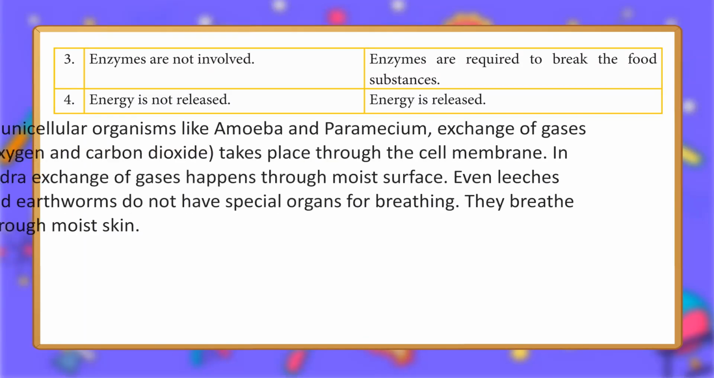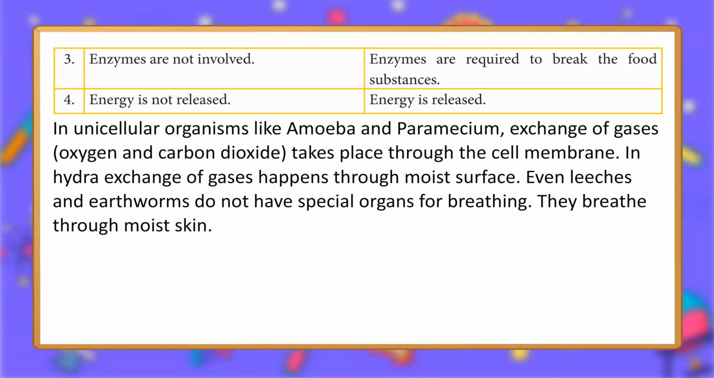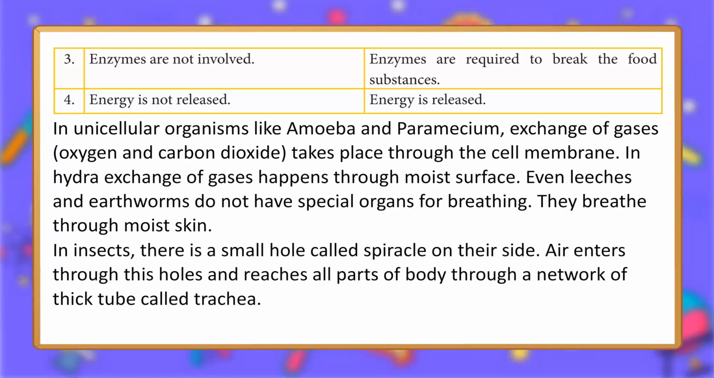In unicellular organisms like amoeba and paramecium, exchange of gases, oxygen and carbon dioxide, takes place through the cell membrane. In hydra, exchange of gases happens through the moist surface. Even leeches and earthworms do not have special organs for breathing. They breathe through moist skin. In insects, there is a small hole called a spiracle on their side. Air enters through this hole and reaches all parts of the body through a network of thick tubes called trachea.